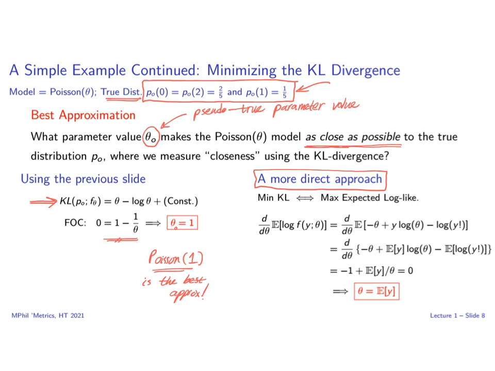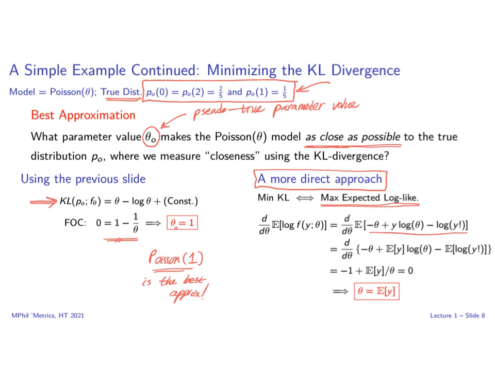So we already saw that maximizing the expected log likelihood is the same exact thing as minimizing the Kullback-Leibler divergence. So let's run with that. Let's just go straight to the expected log likelihood and maximize it. So if we substitute in the Poisson model, as you may recall from the video about Poisson maximum likelihood estimation, the log of that probability mass function is minus theta plus y times log of theta minus the logarithm of y factorial. So we would like to maximize this expectation.